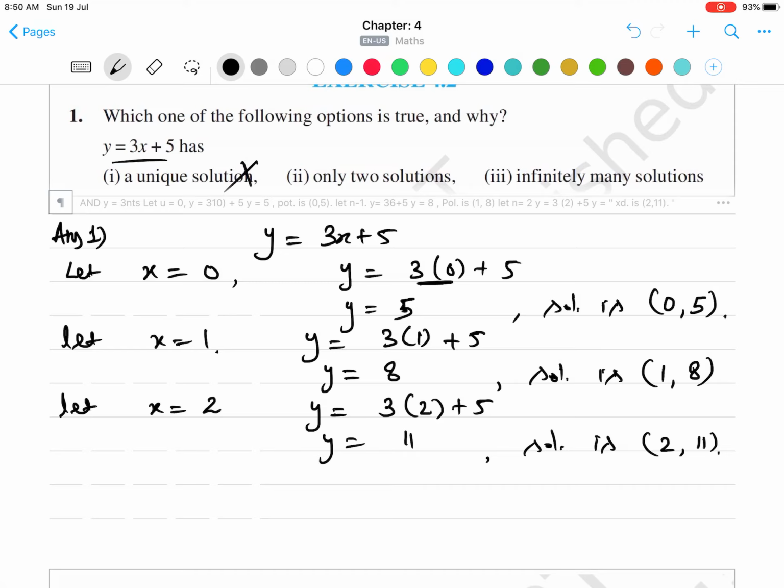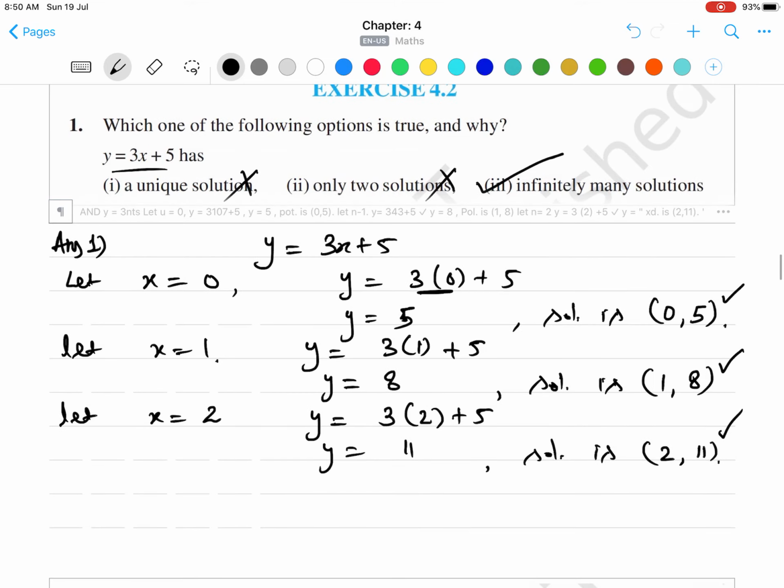Then we have only 2 solutions. You can see, we have already found 3 solutions, and we can find as many solutions as we want to find. So this is also not true. Then the third one says infinitely many solutions, which is a true option because we can find as many solutions as we want for this particular equation. Just choose a value of x, you will find a subsequent value for y.